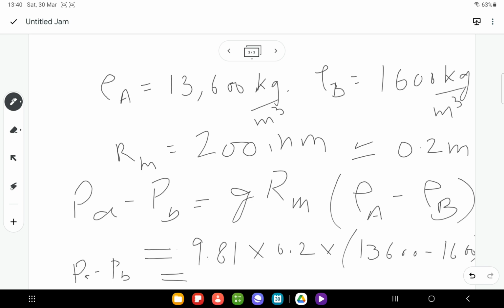Directly substitute. First, for any problem, you should write the given data and identify the correct equation which you should use. Then you can easily substitute and you can get the answer.